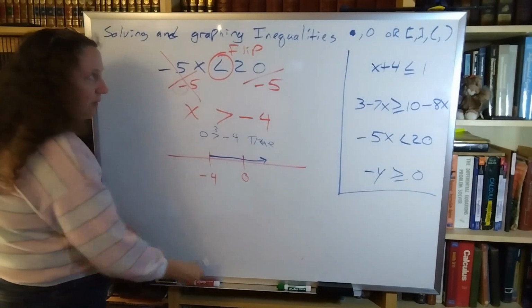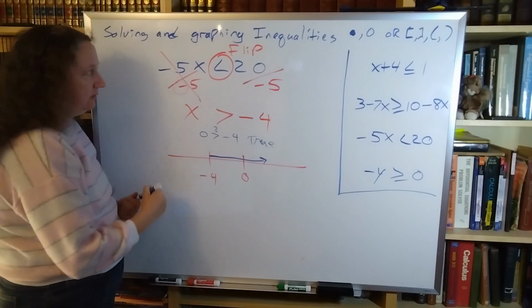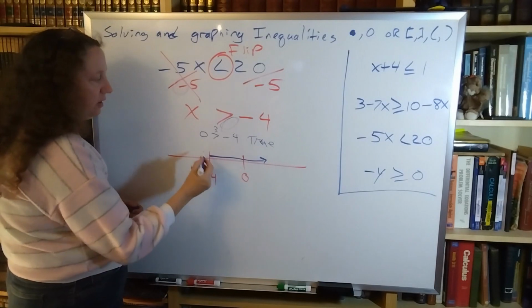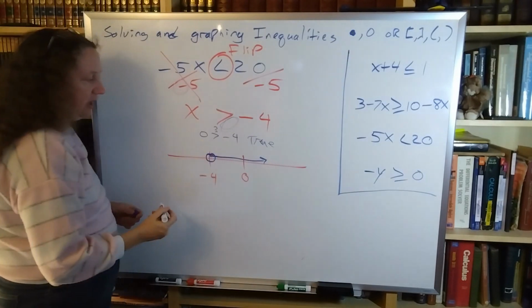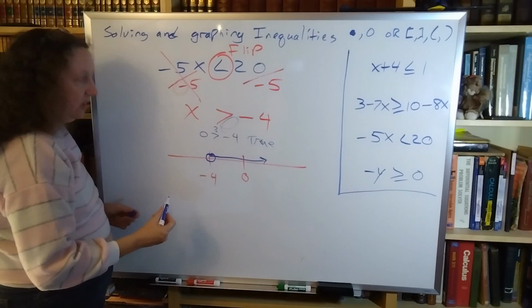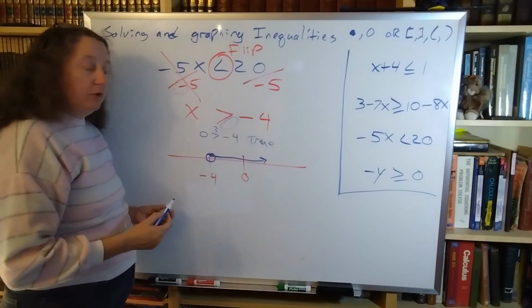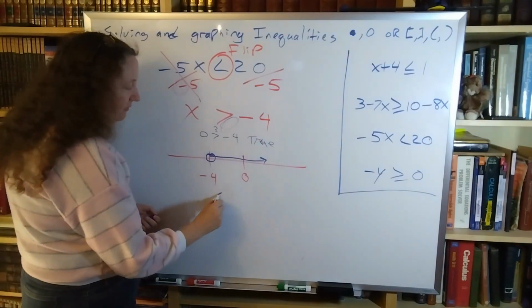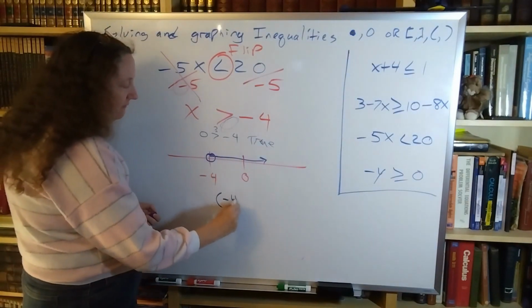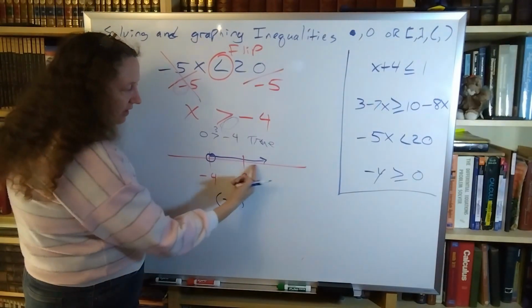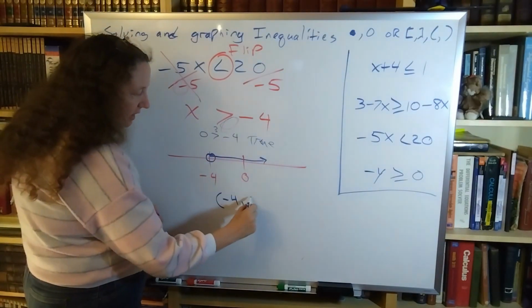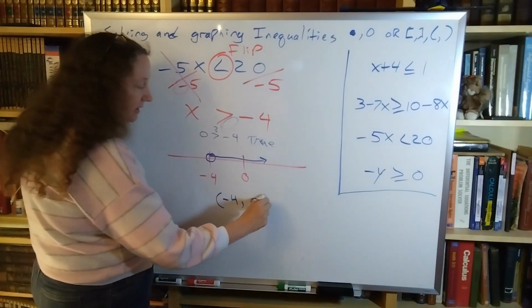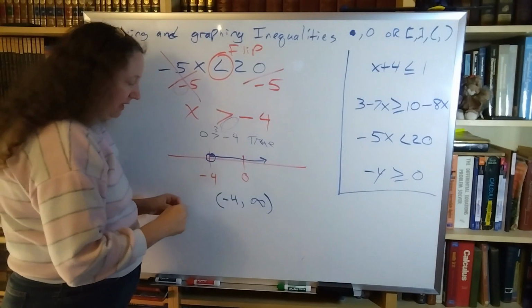I need to figure out, do I want the open or closed dot? Well, for that, do I have an equal to sign on there? No, and it's the open dot. I need to write it in interval notation. So it's going to be the round parentheses, -4, comma, last time I see it, it is an arrow, so that's telling me that it's going to infinity. It's a one-sided inequality. Infinity always gets the round parentheses.